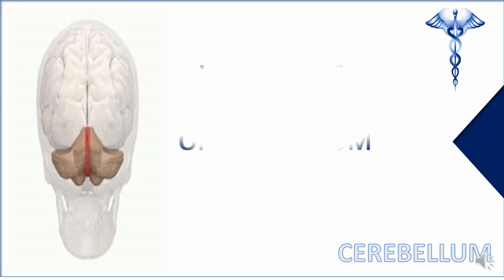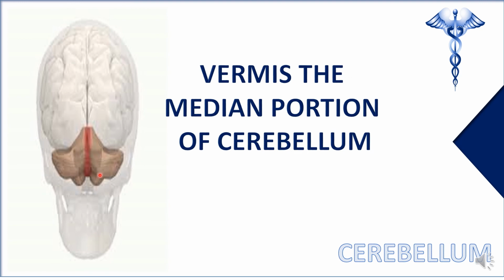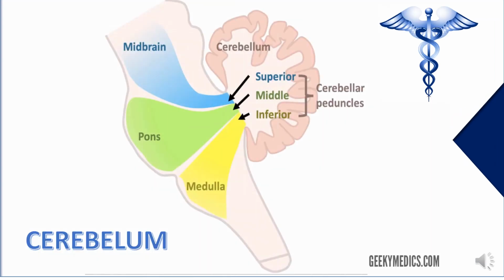Now the last part of the hindbrain, the cerebellum. The cerebellum has two cerebellar hemispheres, and the cerebellar hemispheres are connected by the vermis. The cerebellar surface is called the cortex. The folds are called the folia, and the folia are separated by transverse fissures. The cerebellum has cerebellar peduncles. The superior cerebellar peduncle connects the cerebellum with the midbrain. The middle cerebellar peduncle connects the cerebellum to the pons, and the inferior cerebellar peduncle connects the cerebellum to the medulla oblongata.